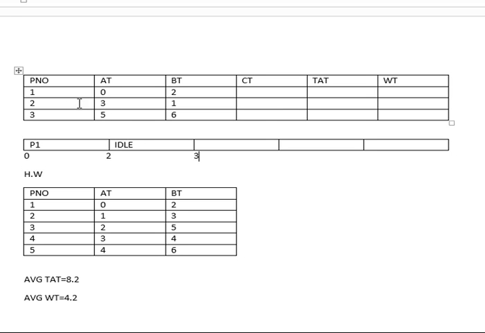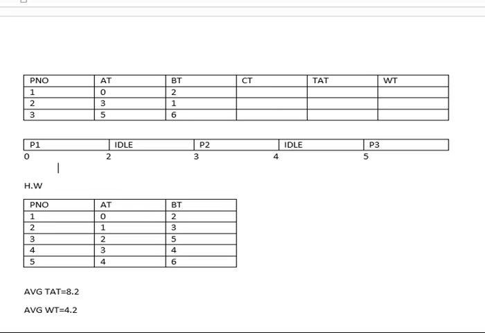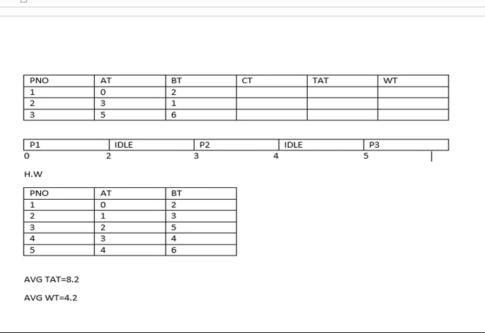At time slot 3, process 2 has arrived, so I'll write process 2. The burst time for P2 is just 1, so it will be 3 plus 1, which is 4. Has any process arrived here? No. So again the CPU is idle, from 4 to 5. At time 5, process P3 has arrived, and the burst time required for P3 is 6, so it is 5 plus 6, which is 11. That is how we have to draw the Gantt chart carefully.